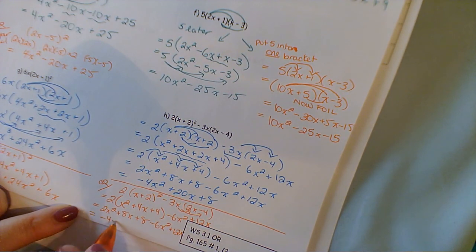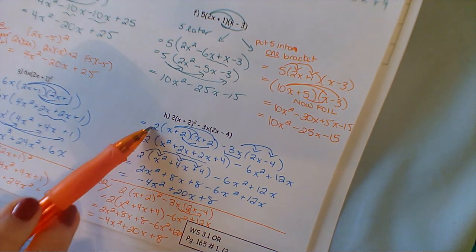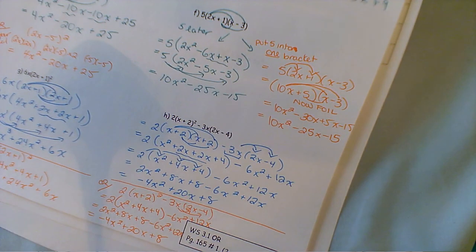And then again, collect your x squared. 8x and 12x is 20x. And then write down your constant. This took 3 lines. Right? This took 3 lines of work. This took 1, 2, 3, 4, 5 lines.